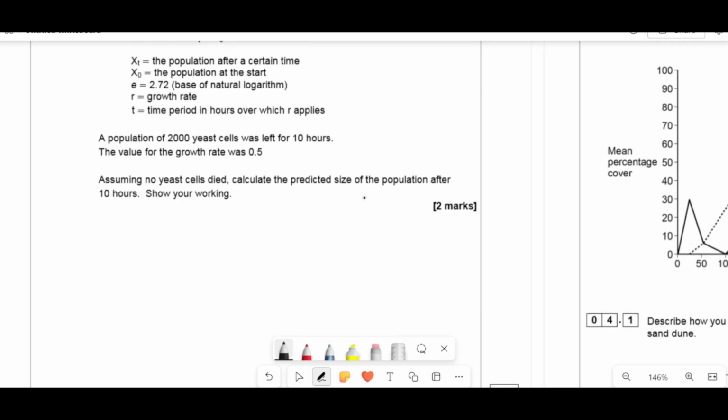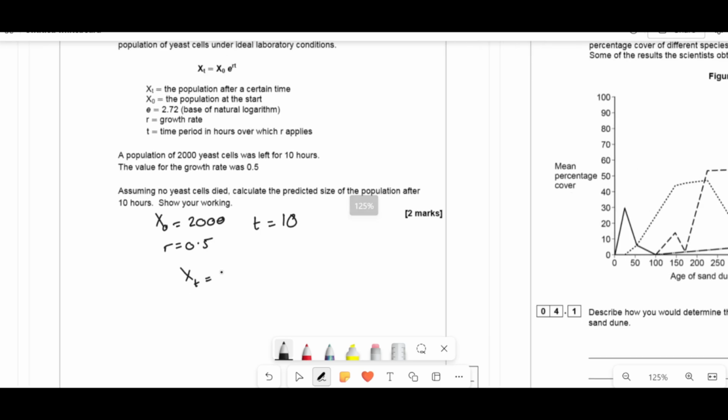So write down each quantity so you know exactly what you're dealing with. So this is your initial. They've told you that x0 is 2000. What else have they told you? For 10 hours, so we know t is 10 hours, and this is the time period over hours, so we can keep this 10. The value of the growth rate, r, is 0.5. They want you to find the population at 10 hours. So xt, x of 10, would just be you slapping these into the formula. So 2000 times e to the 0.5 times 10.